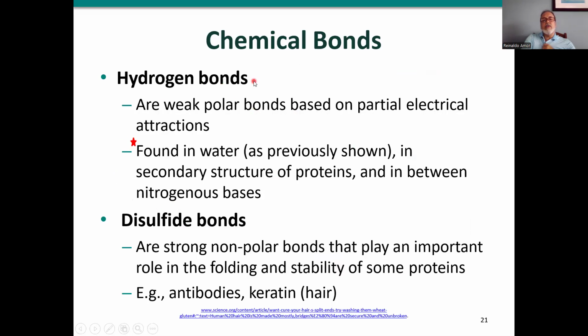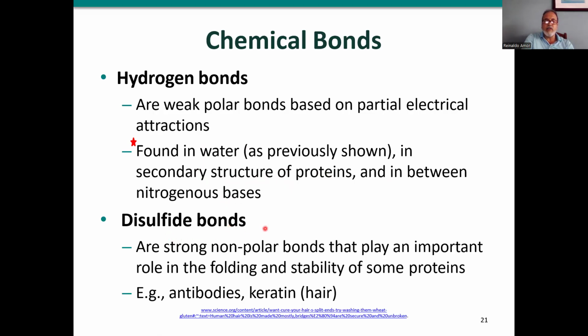Okay, so hydrogen bonds. You want to know that they are weak polar bonds. I want you to know that they're found in water, in the secondary structure of proteins, and also in nucleic acids, between nitrogenous bases. For now, we already saw hydrogen bonds in water, but in the organic chemistry chapter, you'll see how hydrogen bonds are important in the secondary structure of proteins, and in attaching nitrogenous bases in DNA and RNA.